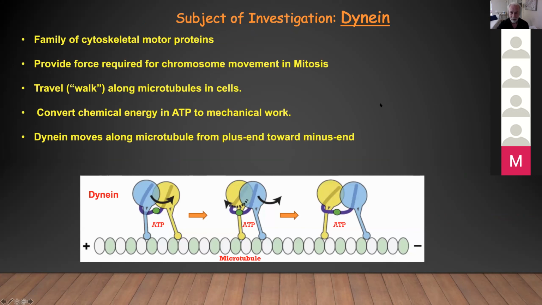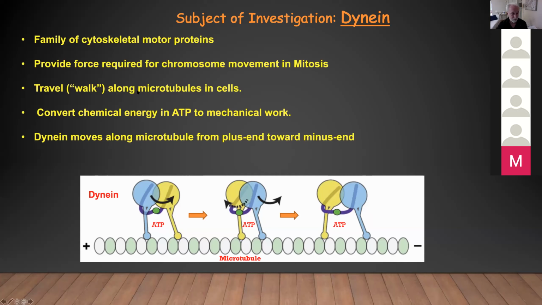And the focus of his attention was on this protein called dynein. So what is dynein? It's a family of proteins called motor proteins. And why are they called motors? It's because they provide the force required for chromosomes to move. When mitosis occurs, chromosomes line up in the center of the cell, and then they move to the edges of the cell. They don't do that passively. They don't just float over. Something has to move them. And in this case, dynein actually pulls them.